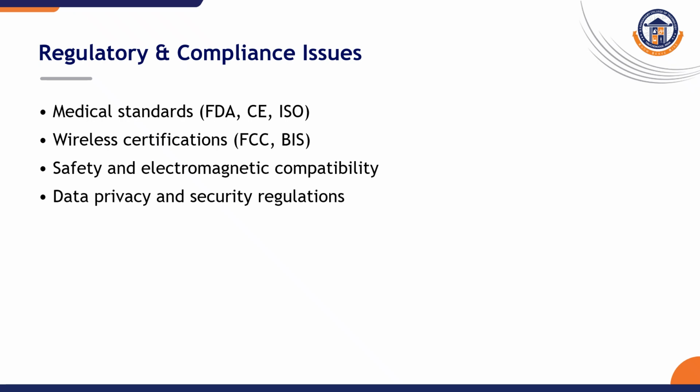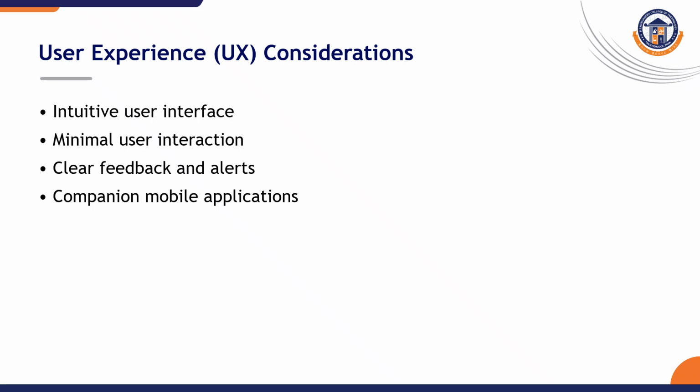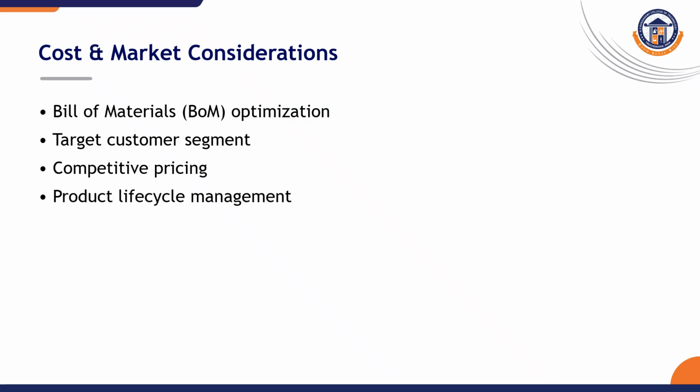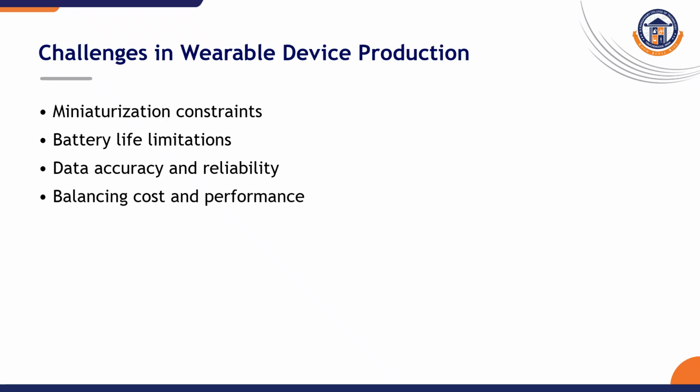Data privacy and security regulations are to be considered for designing, and user experience considerations are also included, such as the user interface, minimal user interactions, clear feedback, and the mobile applications. So the cost of manufacturing is also important. Here the material usage, target customer segment, competitive pricing, and product life cycle are to be considered for designing.